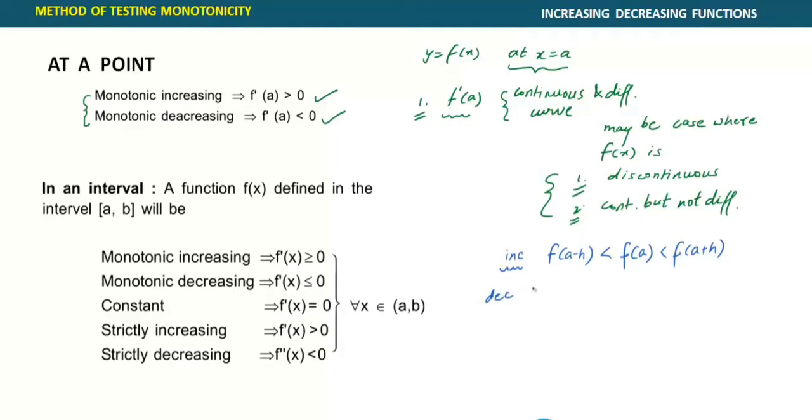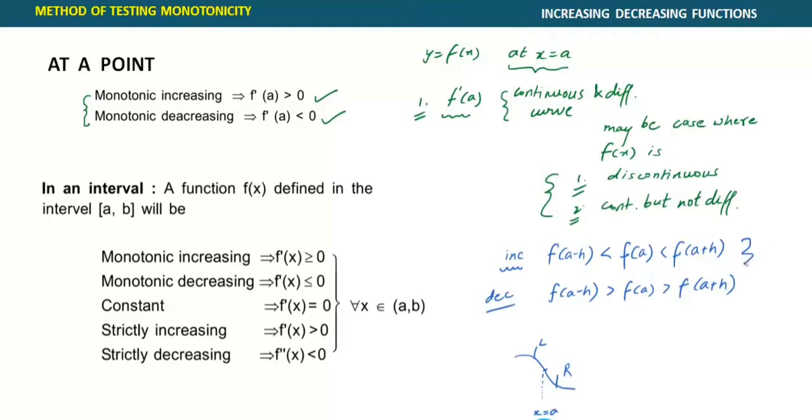For decreasing, what would the condition be? Let us just draw a diagram. So this is a decreasing curve. This is x equal to a, this is the left side and this is the right side. Which value is greater? This time around the left side is greater. So if f(a minus h) is greater than f(a), and in turn f(a) is greater than f(a plus h), then you will call the function decreasing.